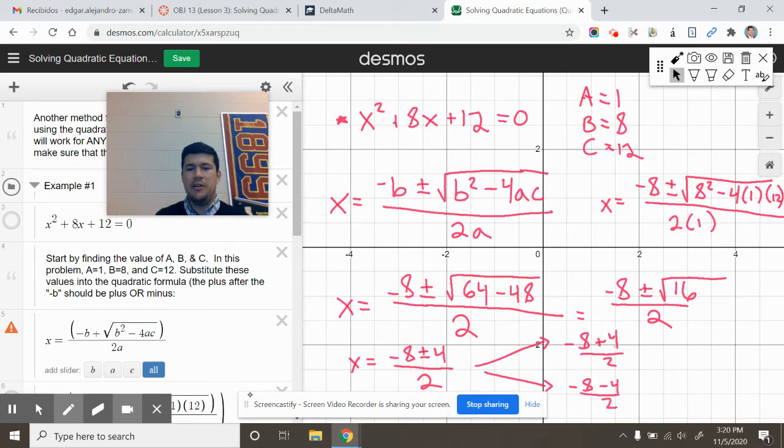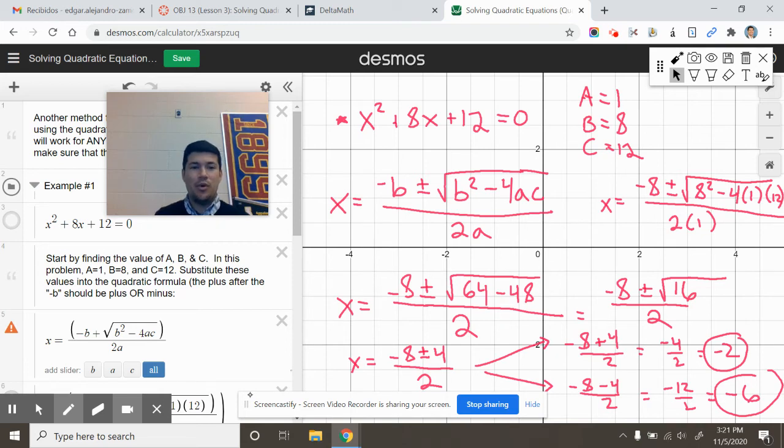So let's see. Negative 8 plus 4, that is negative 4. So negative 4 divided by 2 is negative 2. X equals negative 2. All right. And the next one, negative 8 minus 4, that's negative 12. So negative 12 divided by 2, that's negative 6. Negative 6. Looks like fun?